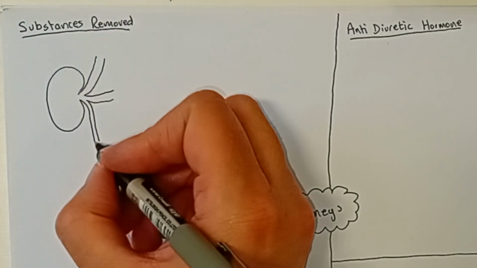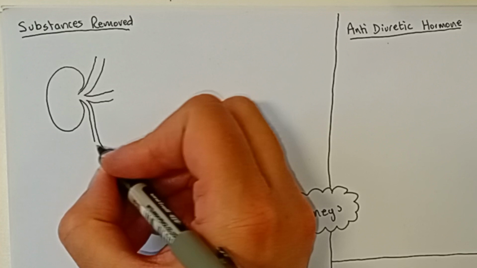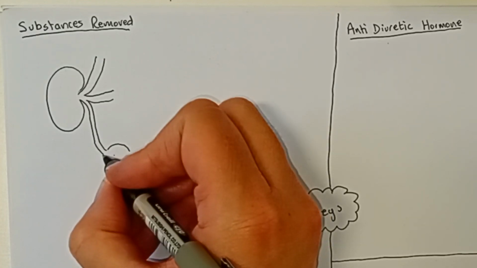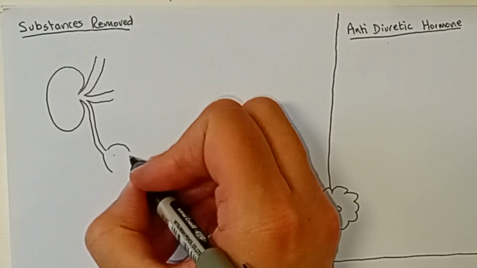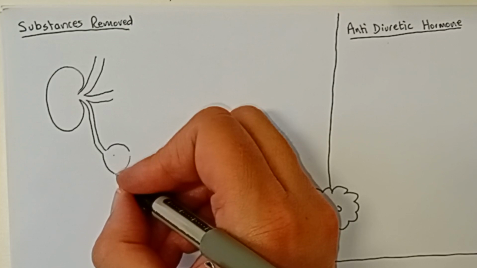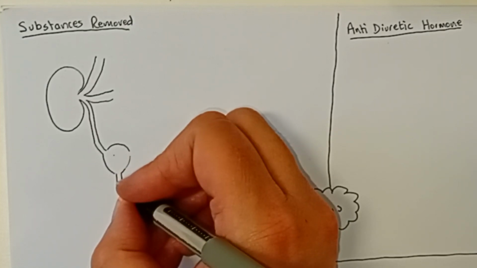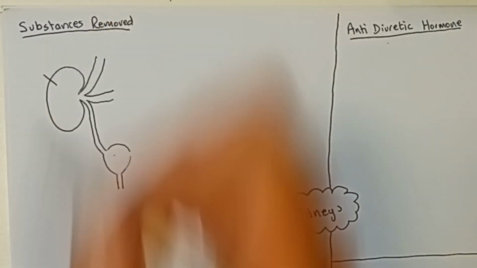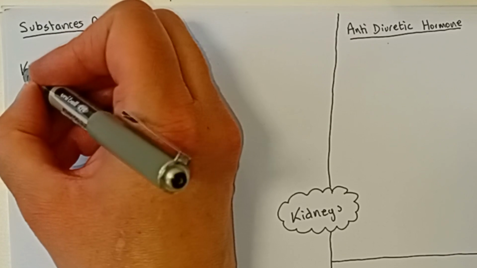This one going down then is going to connect onto the bladder. Bladders. Muscular sac, the sphincter on it, and a pipe coming out the bottom. So this is a kidney, and you've got 2 of them.